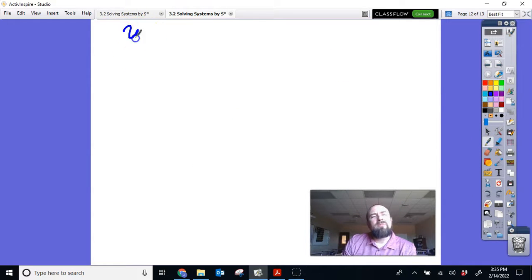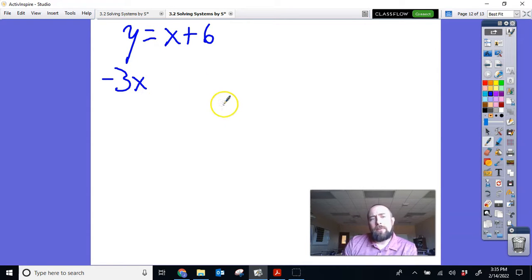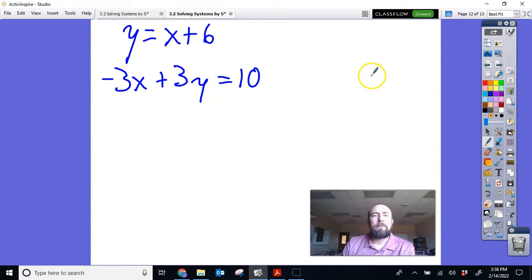Let's say we have y equals x plus 6. First of all, I want to point out that x plus 6 here is already solved for y. That means this one is perfectly set up for the substitution method. So let's say then in the other equation we got negative 3x plus 3y equals 10. Just making something up real quick.